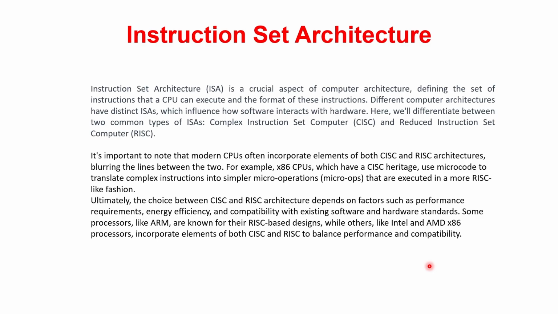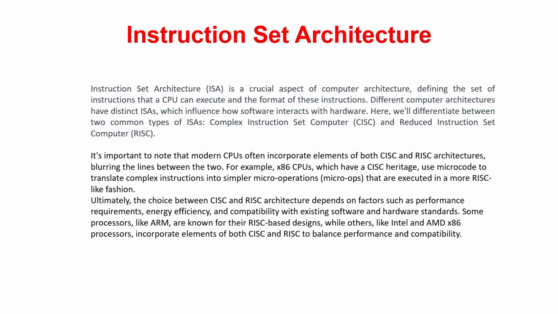Ultimately, the choice between CISC and RISC depends on factors such as performance requirements, energy efficiency, and compatibility with existing software. Some processors like ARM are known for their RISC-based designs. Others, like Intel and AMD x86 processors, incorporate elements of both to balance performance and compatibility.